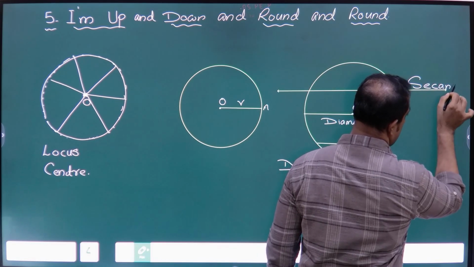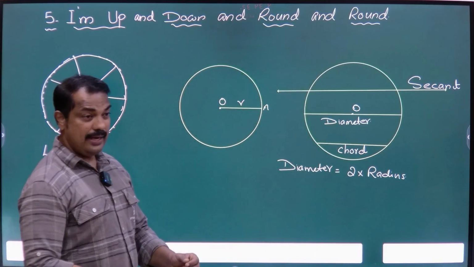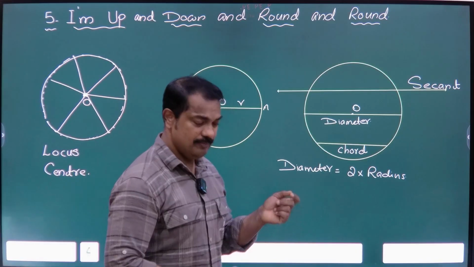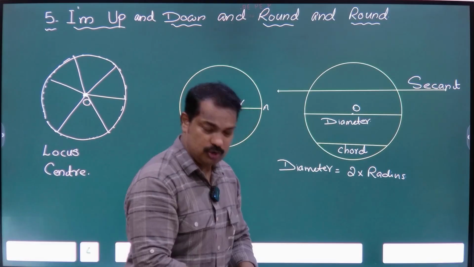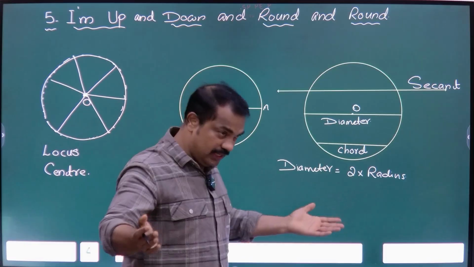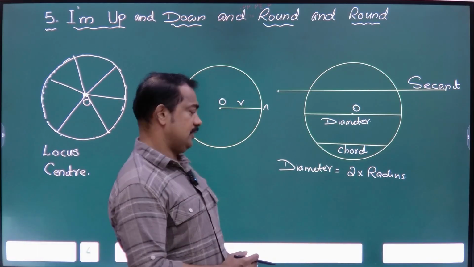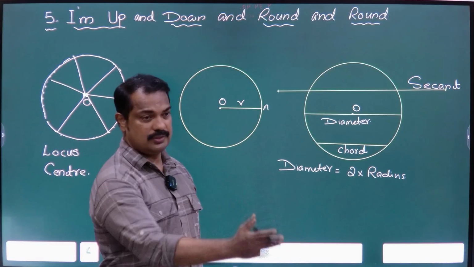What is secant? If the end point is on the circle, it is called chord. If the end point is outside the circle, then it is called secant. A line that passes through the circle is called secant.